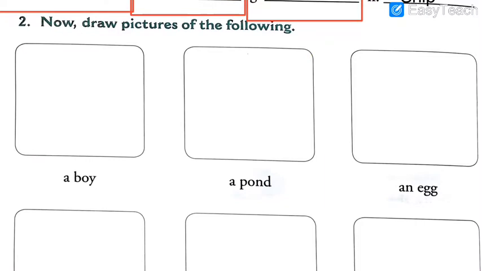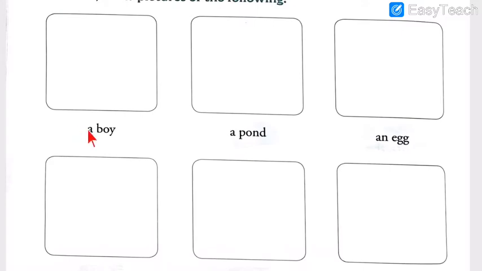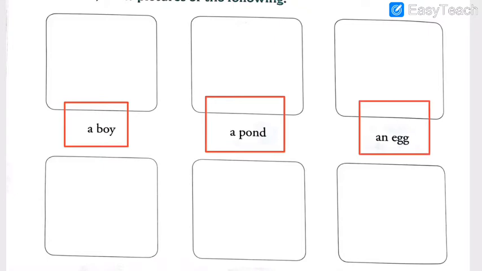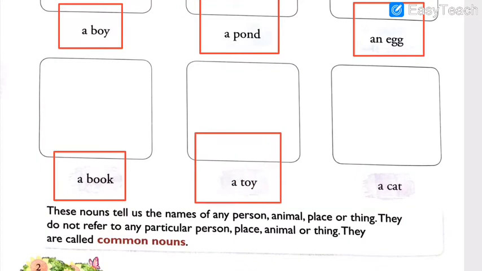Here they have said, draw the pictures for the following. Now obviously, I am not going to draw it right now. You have to draw as per your perception, as per your point of view. But definitely I am going to read it because it is very useful. So please pay attention here on the screen. Now, a boy, a pond, an egg, a book, a toy and a cat.